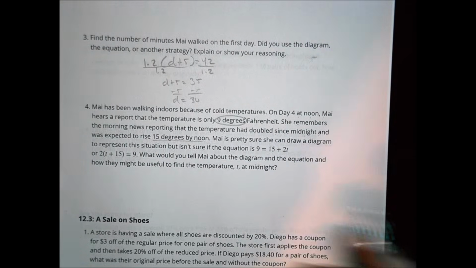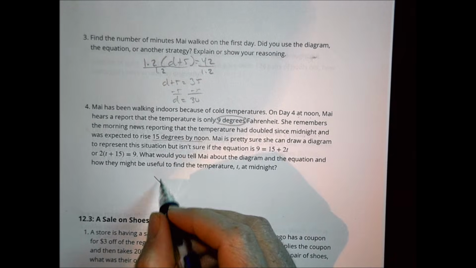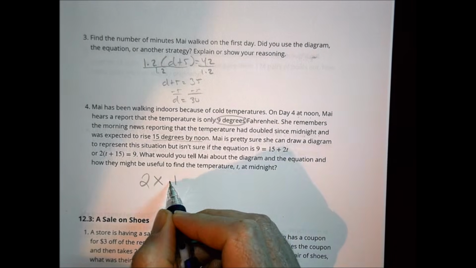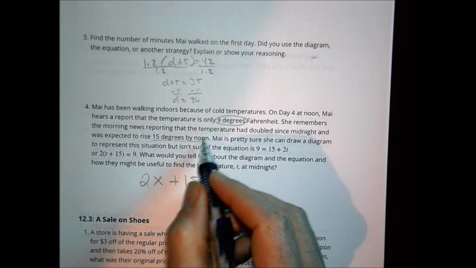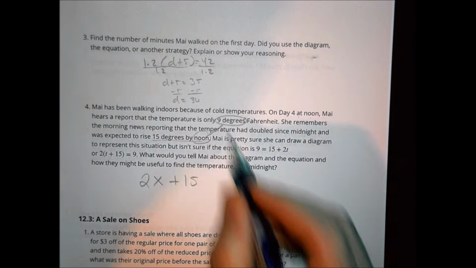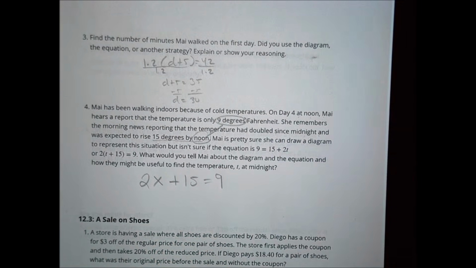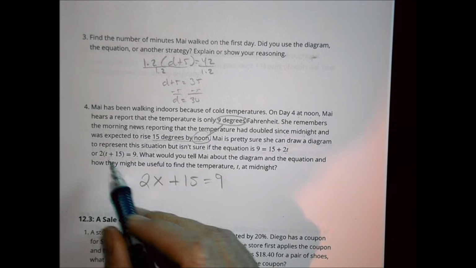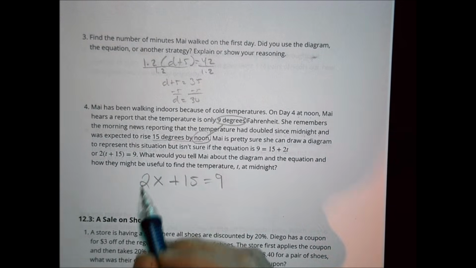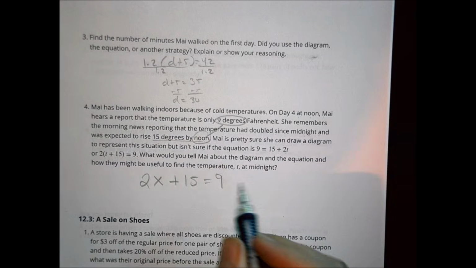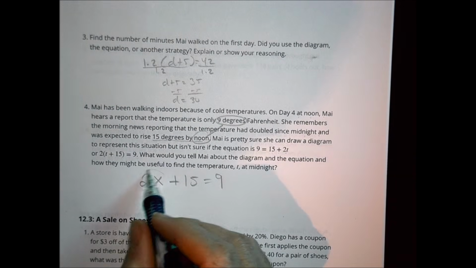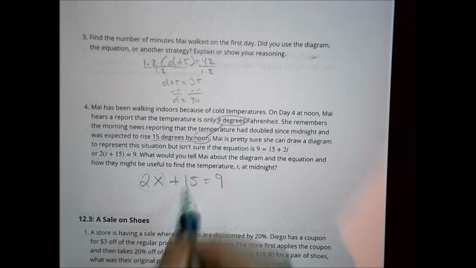So sometime in the morning, she knew that the temperature at midnight had doubled at that time, and it was going to continue to go up by 15 more degrees until it got to noon. And at noon, we said it was 9 degrees. May is pretty sure she can draw a diagram to represent the situation, but isn't sure if the equation 9 equals 15 plus 2t, or 2 times the quantity t plus 15 equals 9, is the one she should use. We would say, let's use this one here. That's because we're going to make sure that all we're doubling is the temperature at midnight, and then we're adding 15 more.